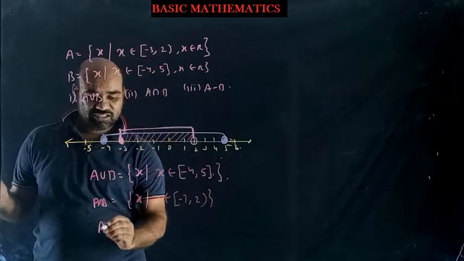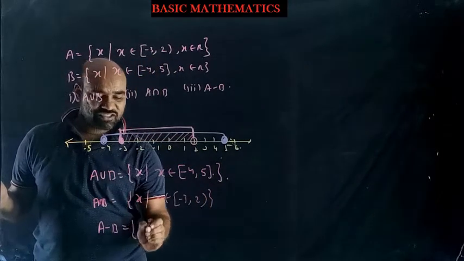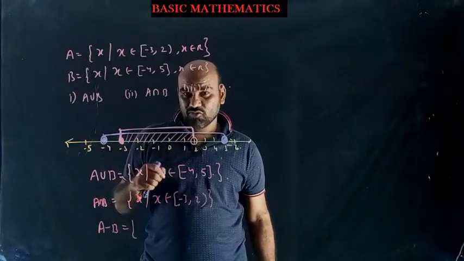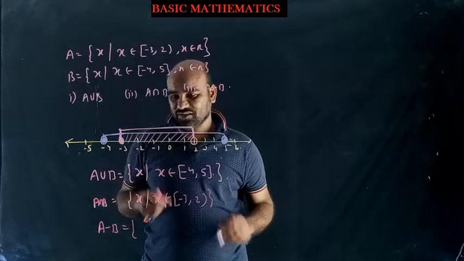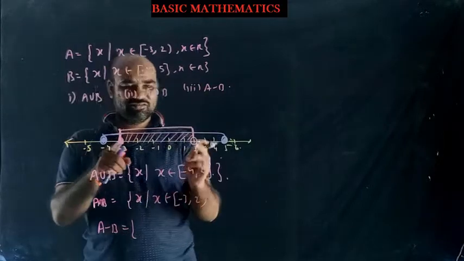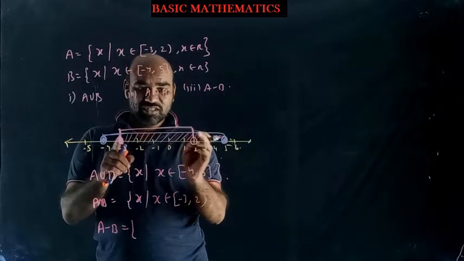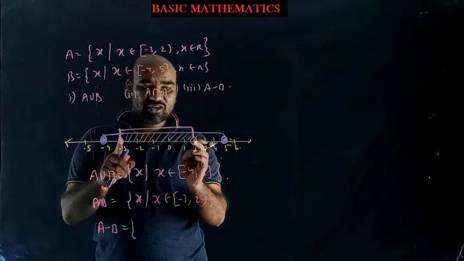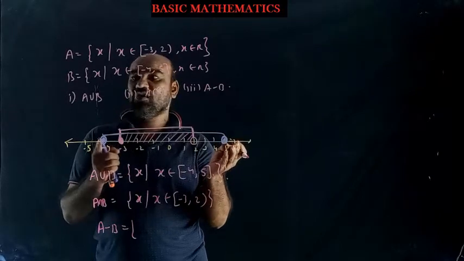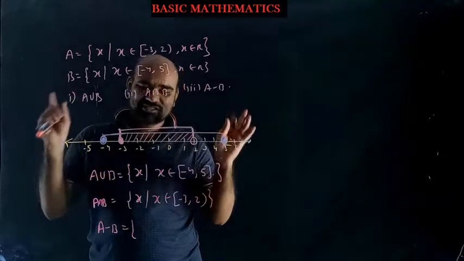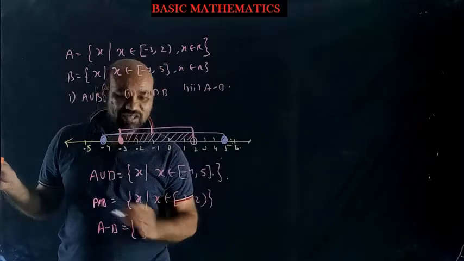A minus B. Interesting one. The definition says that from the set A, we want to remove the elements which are in B. Where is set A? The pink one. From this set, we want to remove the elements which are in B. Here B is the bigger set, so you need to remove all elements. So what happened? We get the empty set.